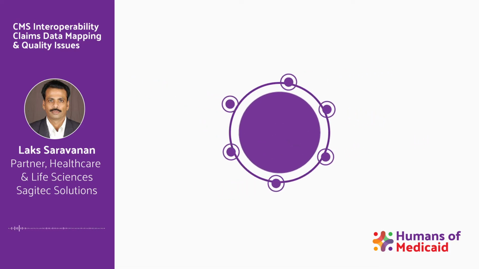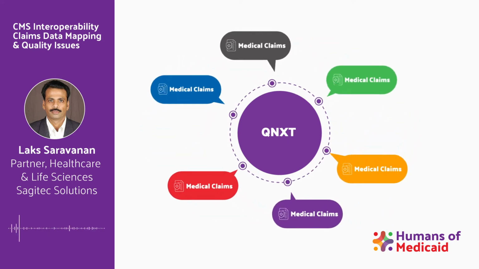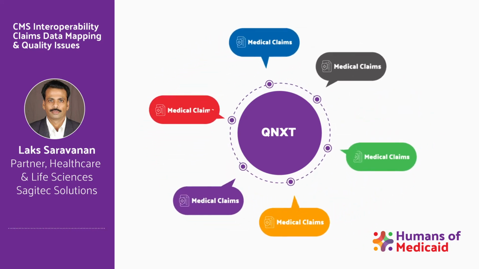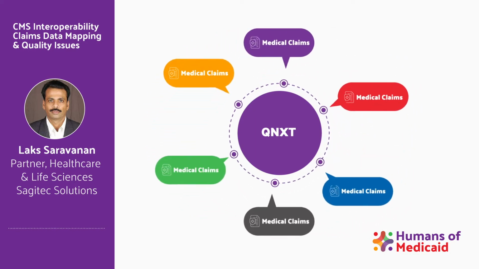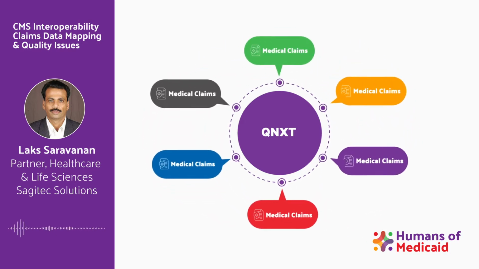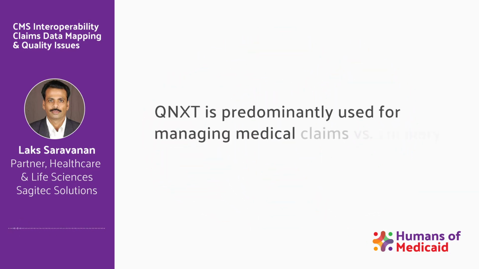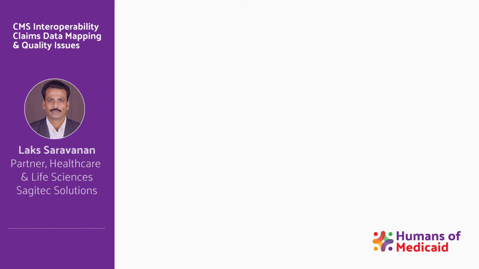So specifically from a patient access API, the scope is medical and pharmacy claims. And within medical claims, the scope is the inpatient and outpatient facility and professional claims. So when we talk about the claims data, the system QNext is predominantly used for managing medical claims, versus there are ancillary systems that could manage the pharmacy claims.